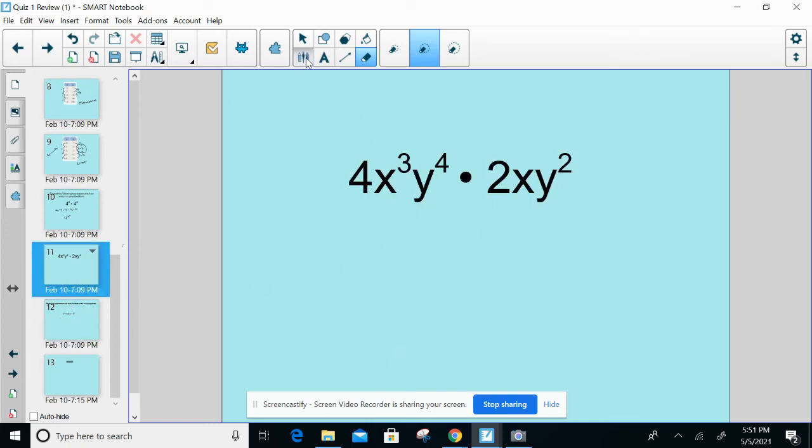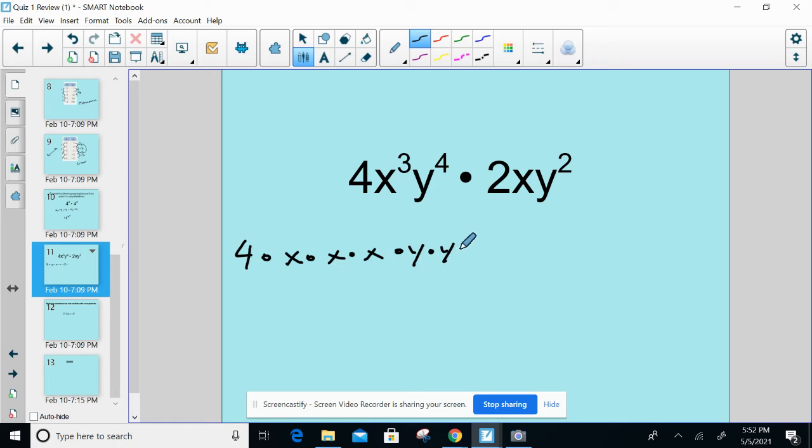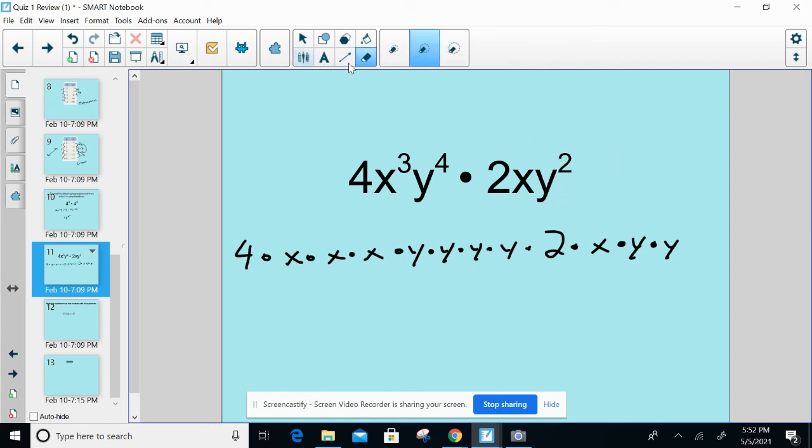Finally, kind of the same thing. You can write it as expanded form. It's 4 times x times x times x times y times y times y times y. I'm getting that from the 4, 3 x's, and the 4 y's. All right, then you got a 2, an x, and 2 y's. Okay, so first thing to notice is the exponent only goes with the base. That 2 for the exponent only goes with the y. All right, doesn't go with the x or the 2.